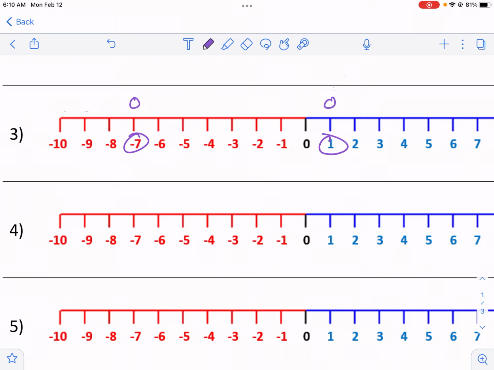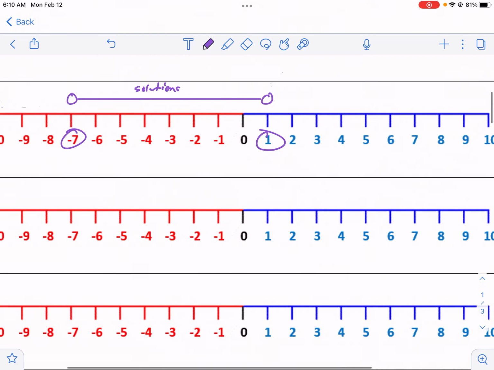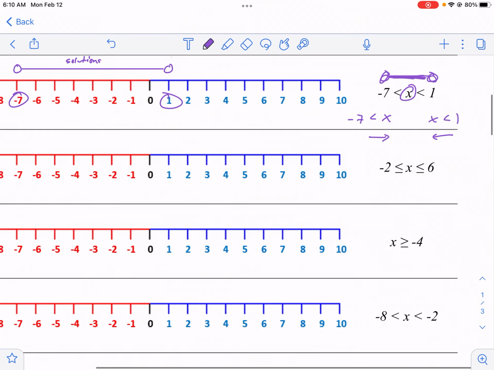Okay, so really what happens here is x is all the values in between. The solution area is in between these 2 points. And notice how x is in between these 2 values. So what ends up happening is it's like this barbell. Okay, it's like these 2 circles with this bar of solutions in between, and that's how it looks. And that's how it's going to look for all of these, okay?